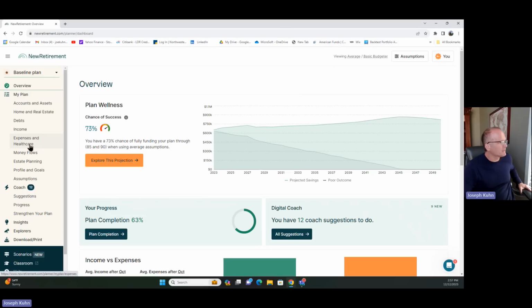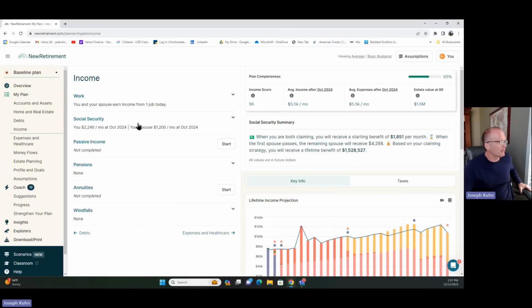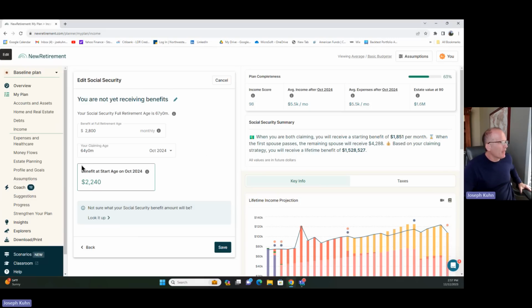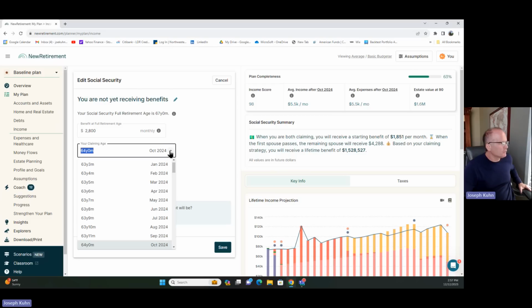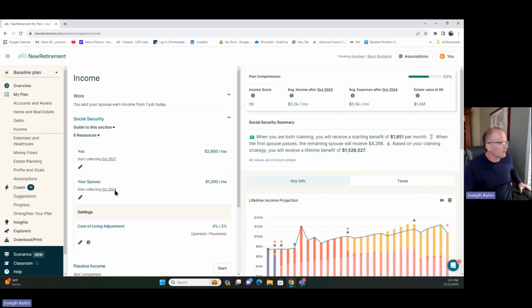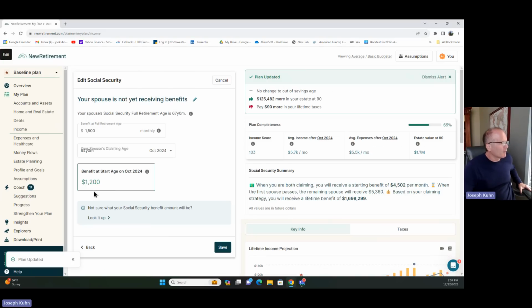Okay, I'm going to make a simple change here. I'm going to go into income. This is the only change I'm making. I'm going in here to Social Security, and instead of taking Social Security at 64, the only thing I'm going to do is change that to 67. I'm going to go down here. It's got month by month. I'm going to make that 67 for you, and then I'm going to make it 67 for the spouse.